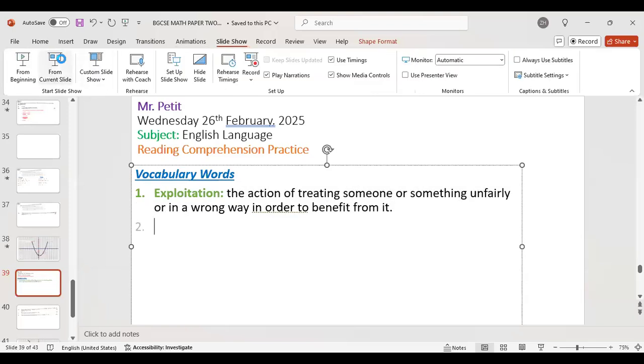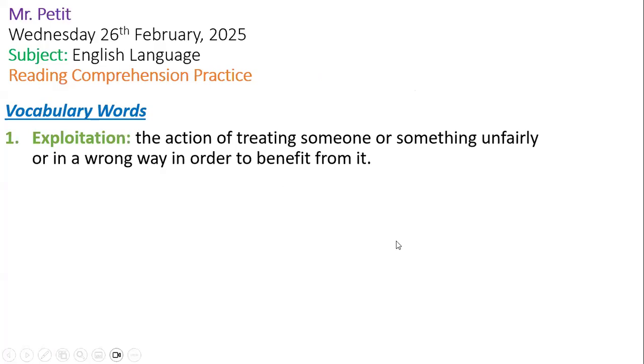All right, what's the first vocabulary word that we have? Exploitation. Very good. Xavier, read the definition of exploitation. Exploitation, the action of treating someone or something unfairly or in a wrong way in order to benefit from it. Very good. Remember, all of these words are going to be used in the passage, so I'm just gonna do some of them, so that when you see them in the passage, you would be able to understand what it is.